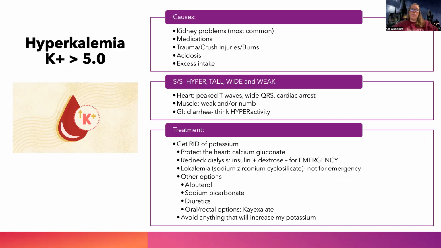Another big one is to think about your patient's reason for being in the hospital. If they're there for any sort of trauma, crush injury, or burn, all of these things break down muscle tissue. And where is a lot of your potassium stored? In your muscle cells, in the intracellular space. So if you break down a lot of muscle tissue, or have a lot of tissue breakdown from crush injuries, things like that, you're going to have an overall increase in potassium because of the breakdown of that tissue or muscle.